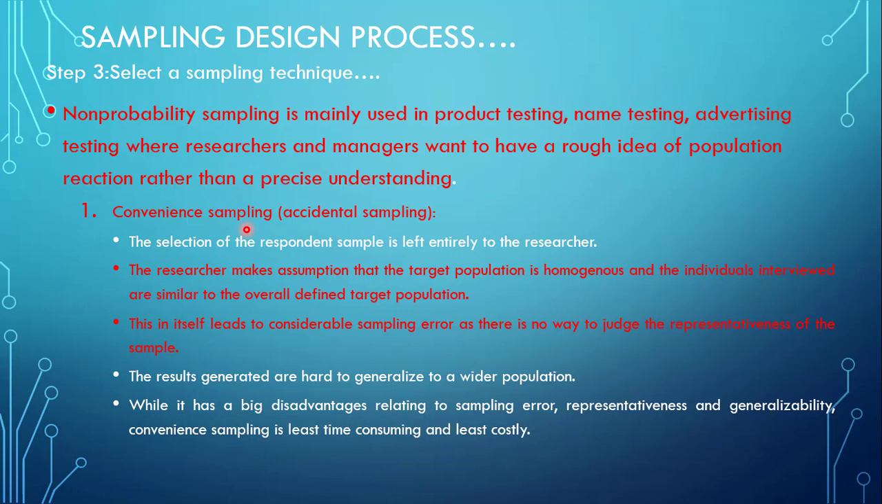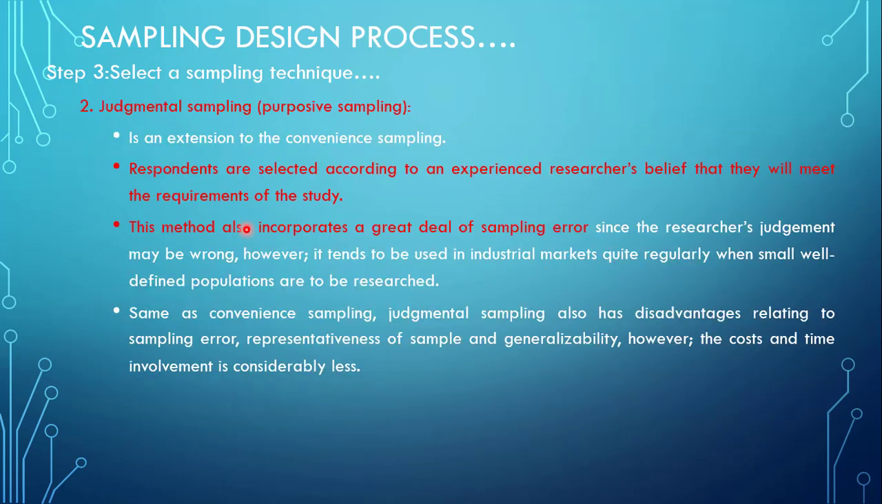But if you are using non-probability sampling, and if you are using convenience sampling or accidental sampling, the questionnaire will reach you because you were found at the mall. So it is known as convenience sampling and accidental sampling technique. The second is judgmental sampling or purposive sampling.